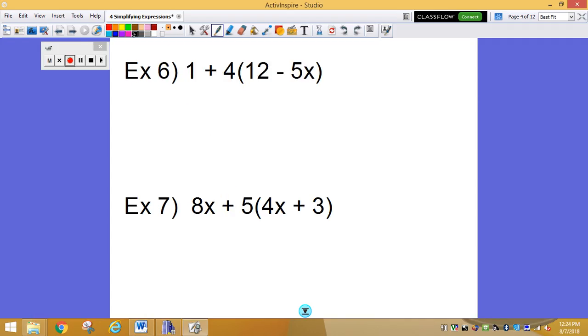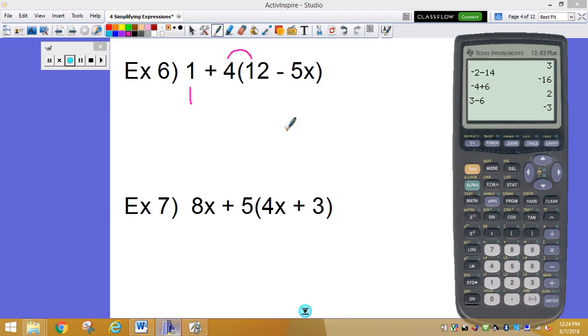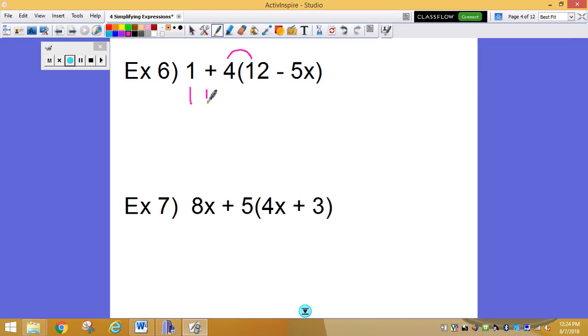All right, example 6, we're going to add a step now. If a number is outside of a parentheses, that means we're going to distribute. So I'm going to take this 4 and distribute it. I'm going to bring this 1 down. I'm not messing with that 1. Distribute really just means multiply. So right here I'm going to multiply 4 times 12. And I got a positive, so that means it's going to be a plus 48.